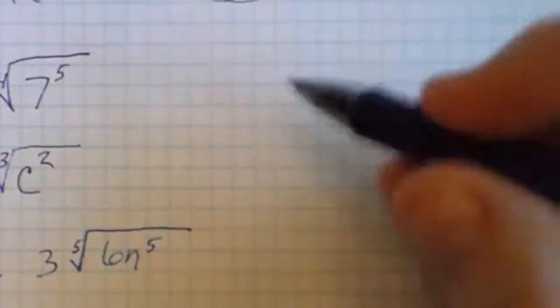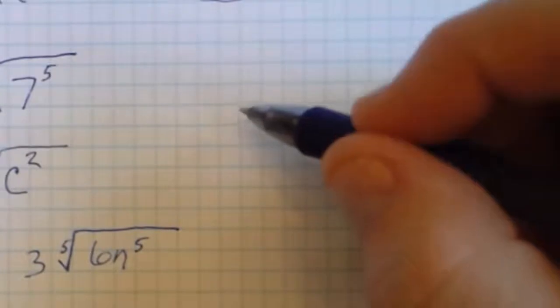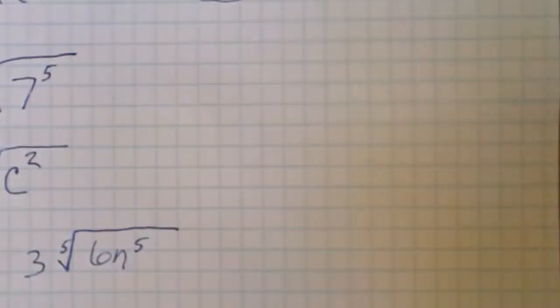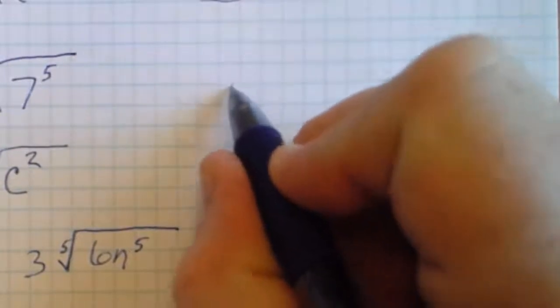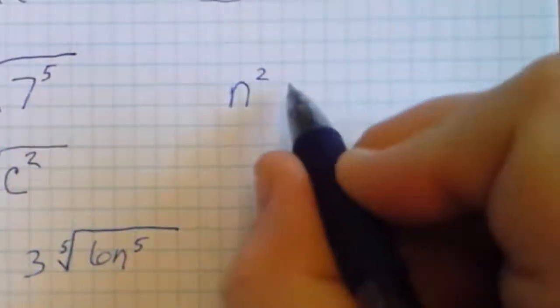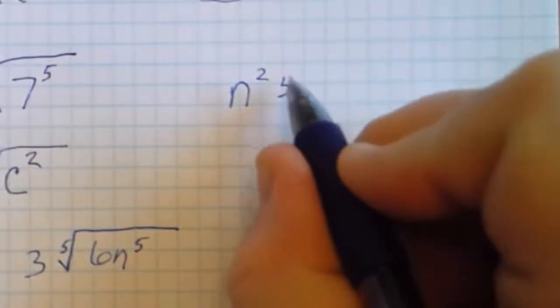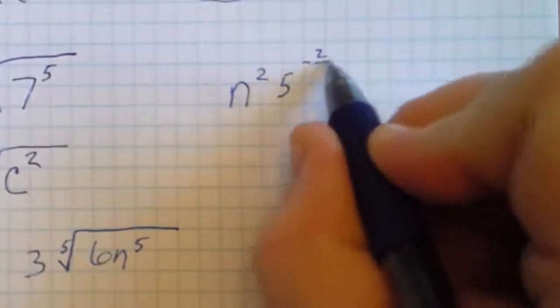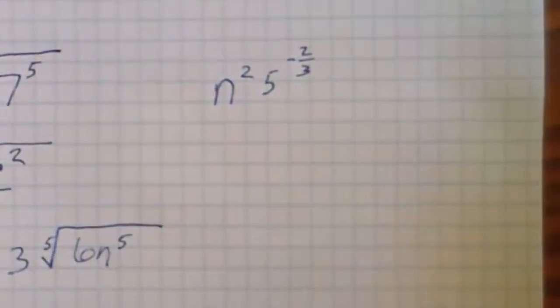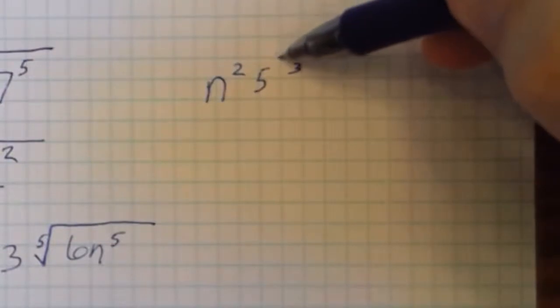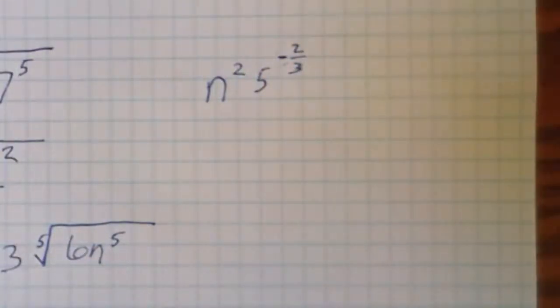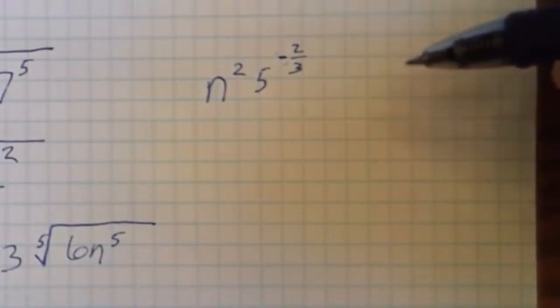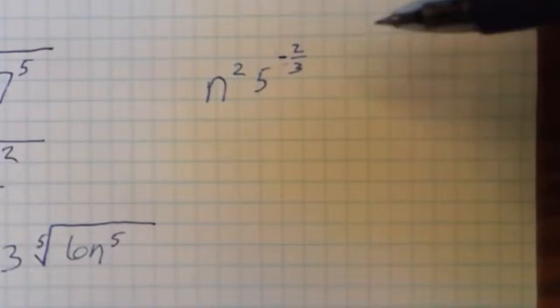One little side note here, we will be working with some negative exponents. So let's say we have n to the second times 5 to the negative 2/3 power. And the only thing you really need to know about the negative exponents here is that they represent reciprocals. And most of our problems, we're not allowed to leave negative exponents. So we need to rewrite this without a negative exponent.